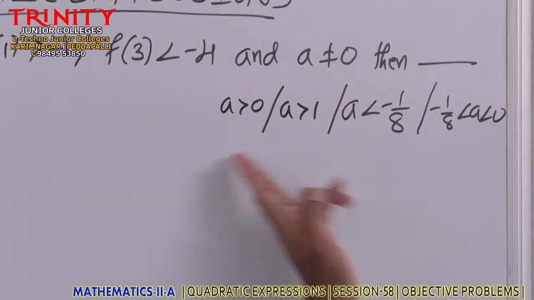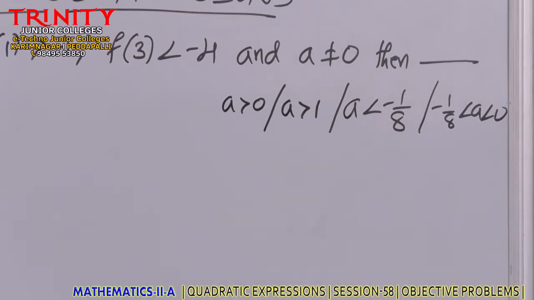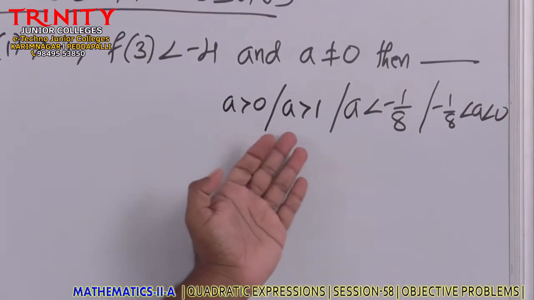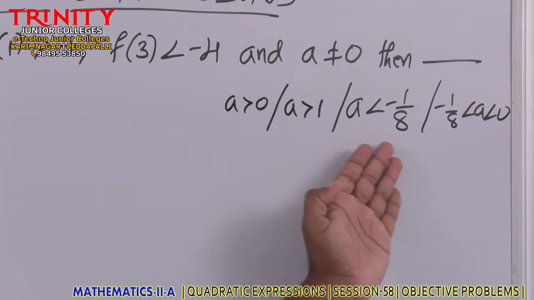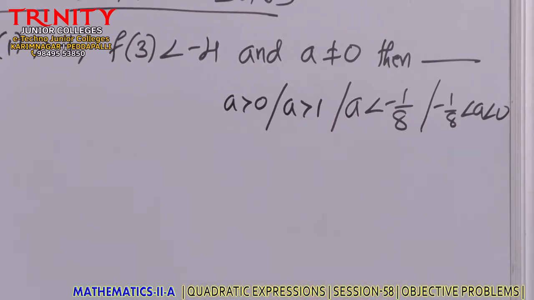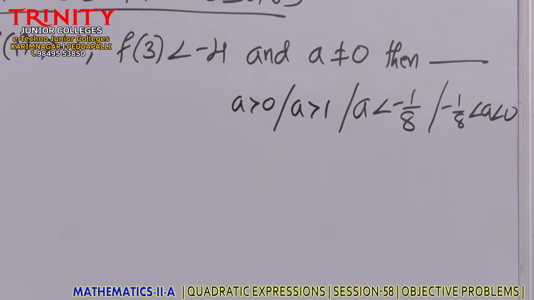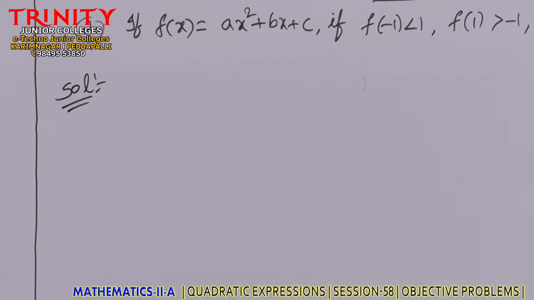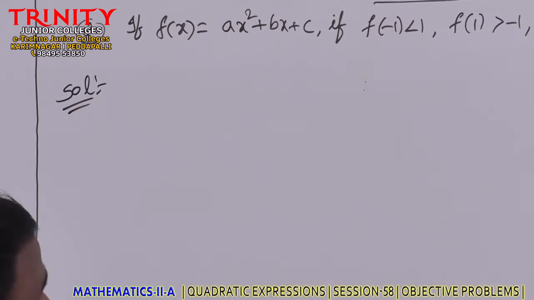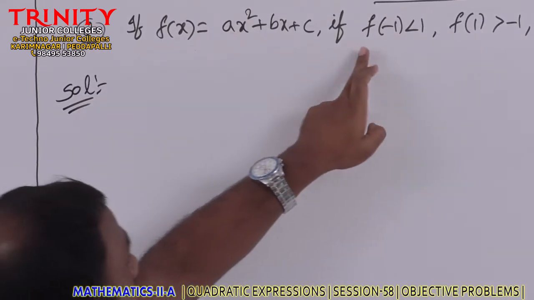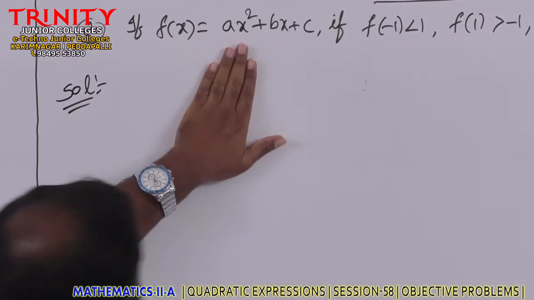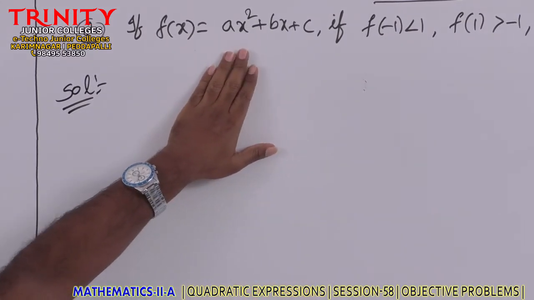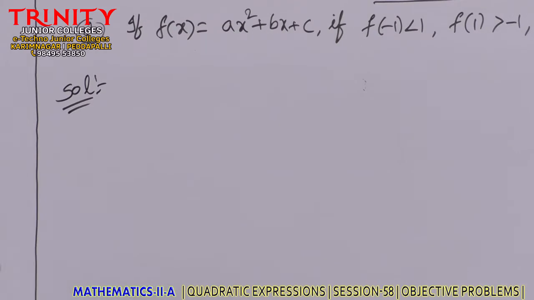Then what is the value of a, where a is greater than 1, or a is less than minus 1 by 8, or a lies in between minus 1 by 8 to 0? That's what he was asking. Now we have to find the value of a by using these 3 conditions for the expression f of x is equal to ax square plus bx plus c.